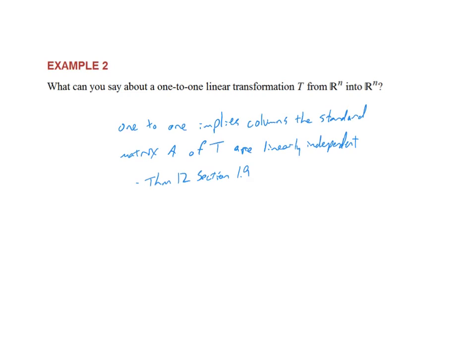Okay, so what that means, because I have connected the term one-to-one back to the concept of linearly independent, which we already established back in section 1.9, and linearly independent, hey, that's on the invertible matrix theorem. This means that A is invertible by the invertible matrix theorem.